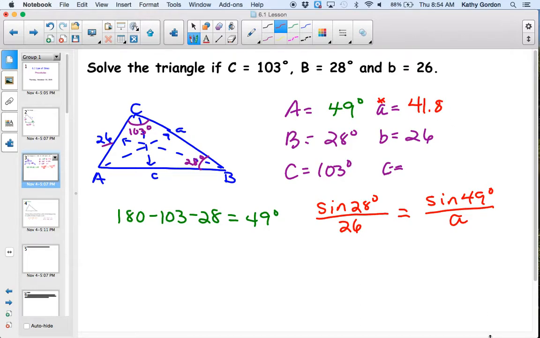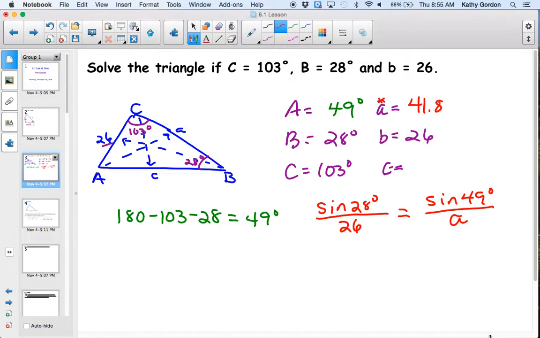Quite often, the answers you're going to get here are not going to be nice, even, pretty answers. So usually one or two places is fine. And basically just whatever you decide, be consistent. So if you decide to round to one place for side A, then round to one place for side C. If you're going to round to 2 places for side A, then round to 2 places for side C. Just be consistent. Okay?